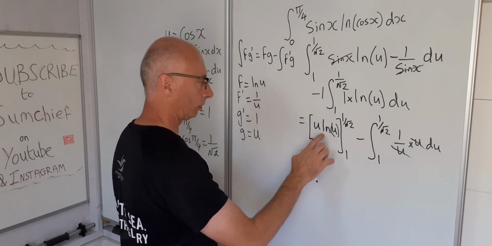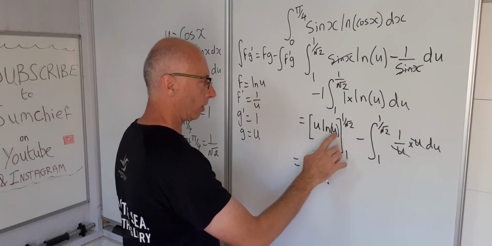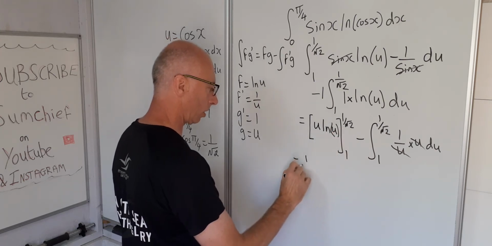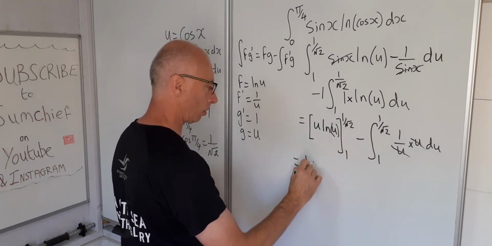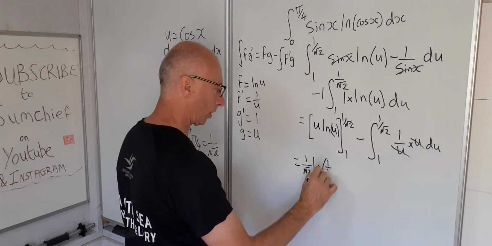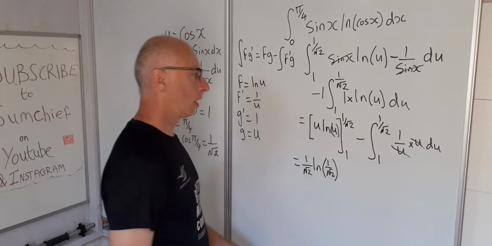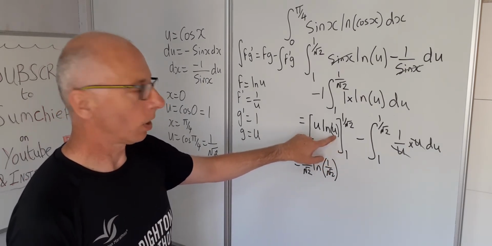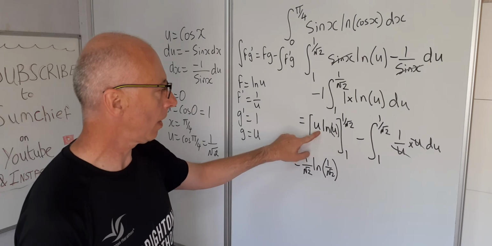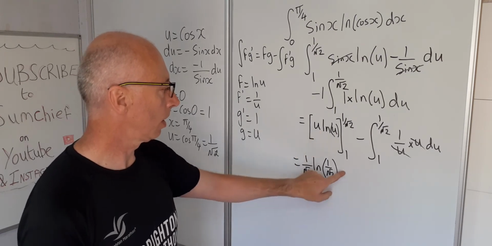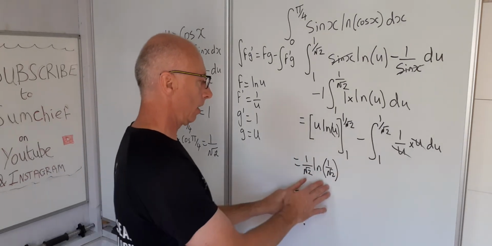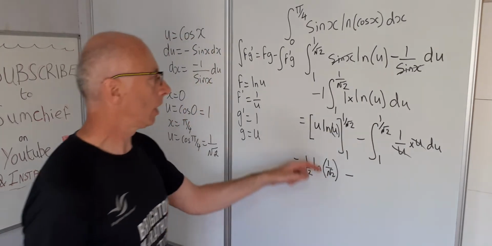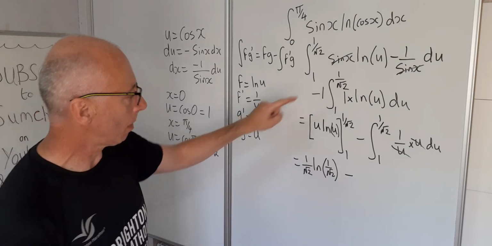So first of all, u ln u with these values. Plug in 1 over root 2 first: 1 over root 2 log 1 over root 2. Now before we go ahead here, we see that we're going to have to plug in a log of 1. Well, log of 1 we know is 0, so whatever this is still going to be 0. So we don't need to subtract anything from that. So this is part of our answer. And then what we need to do is multiply through by -1.